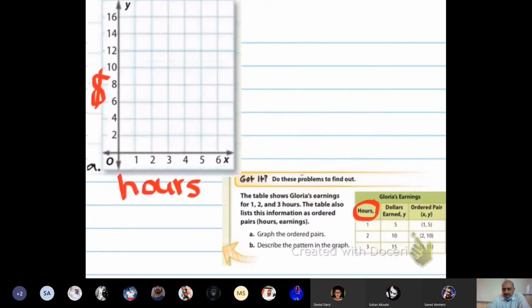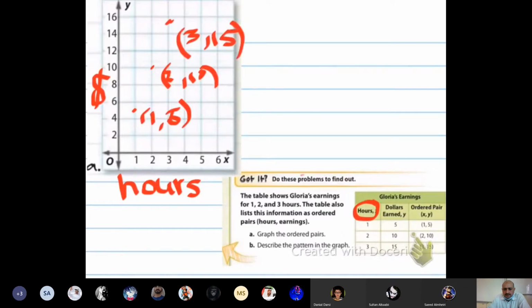So for our hours, we go over 1. And for the dollars for this first hour, it's $5. So we're right about here. Okay, 1 hour, $5. And then for 2 hours, we're at $10. And then for 3 hours, we're at 15. So if you didn't go all the way up to 16 like they have in this graph, then you'll need to expand your graph. So those are our 3 points. And you can label them as you go, especially if it's in the middle like this one, and say 1, 5, 2, 10, and 3, 15. I'm sorry that mine are so sloppy.